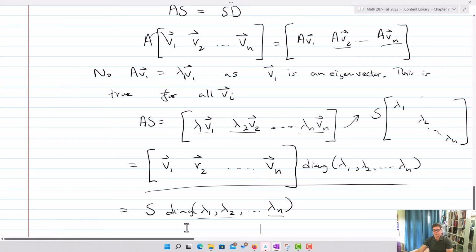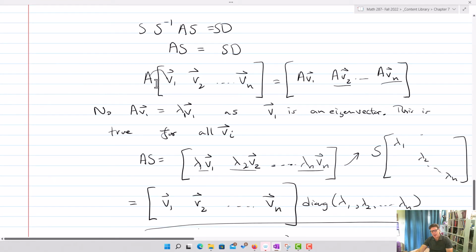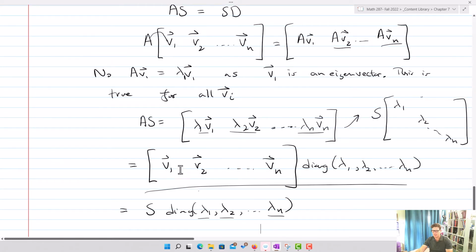And notice a couple of things. A has to be non-defective because we need n linearly independent eigenvectors in order to actually create a matrix that we can multiply by. Otherwise, we won't have a matrix we can multiply by. In fact, we won't have one that's invertible, and that causes all sorts of problems too. So let's take a look at an example of how this works. It might actually help us out a bit.